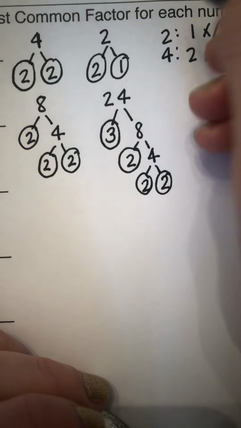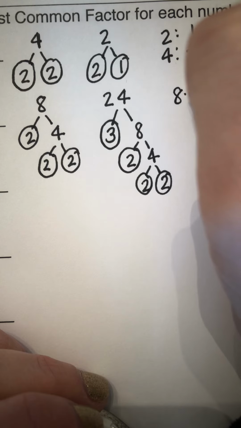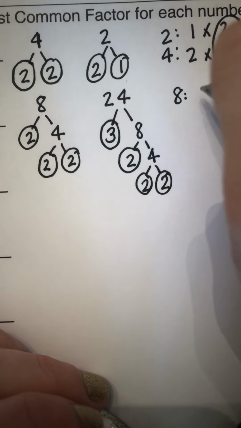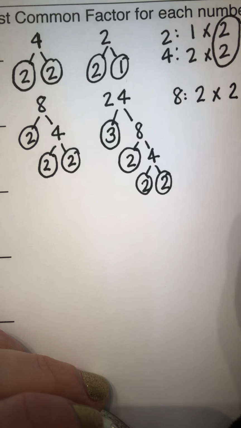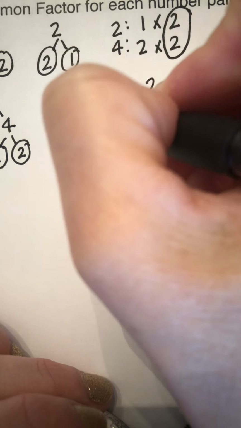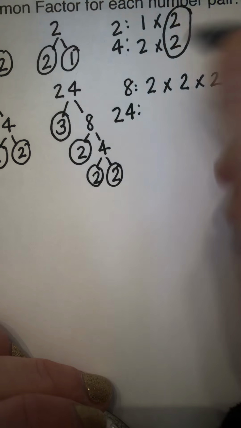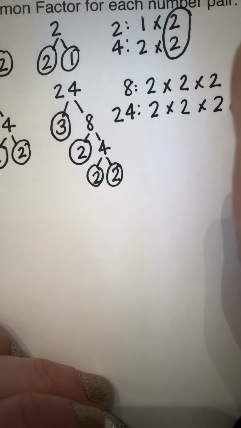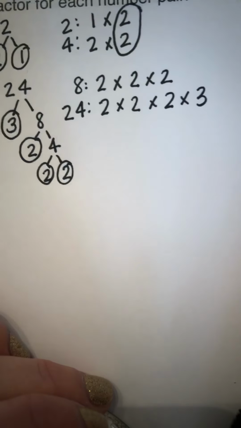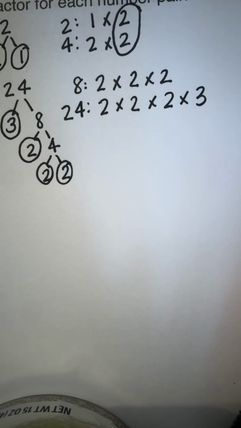All right, so let's take those numbers and list them. So for 8, we have 2 times 2 times 2. And for 24, we have 2 times 2 times 2 times 3. And you'll see how I listed those with numbers least to greatest. I think that works best.